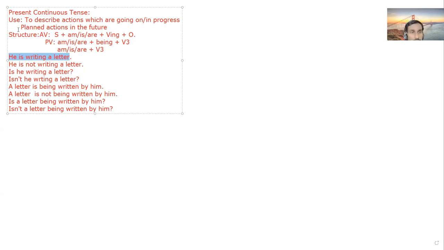But here another use we have mentioned, and that is for planned actions in the future. So what do you mean by planned action? Something that we have decided which we are going to perform in future. Okay, that is not happening right now. For such actions also, usually they are with going to.